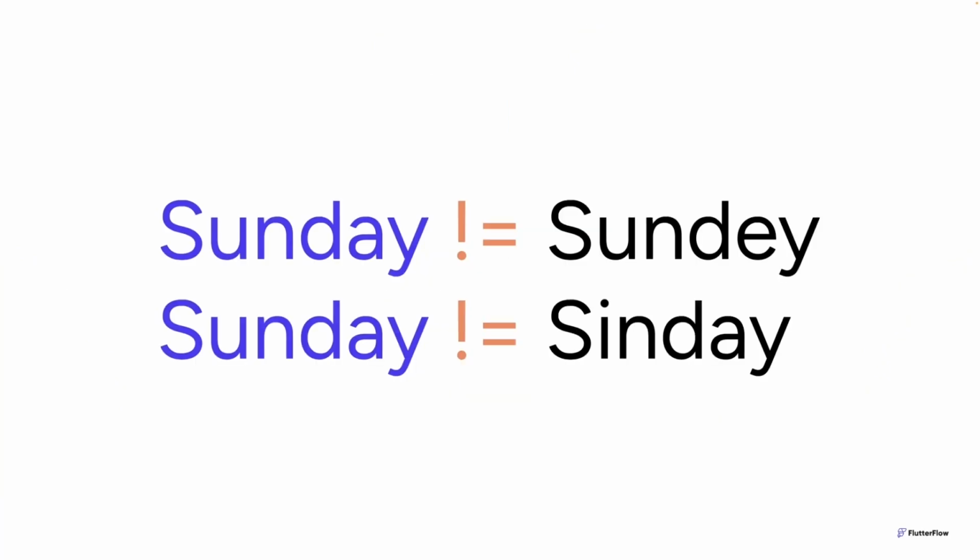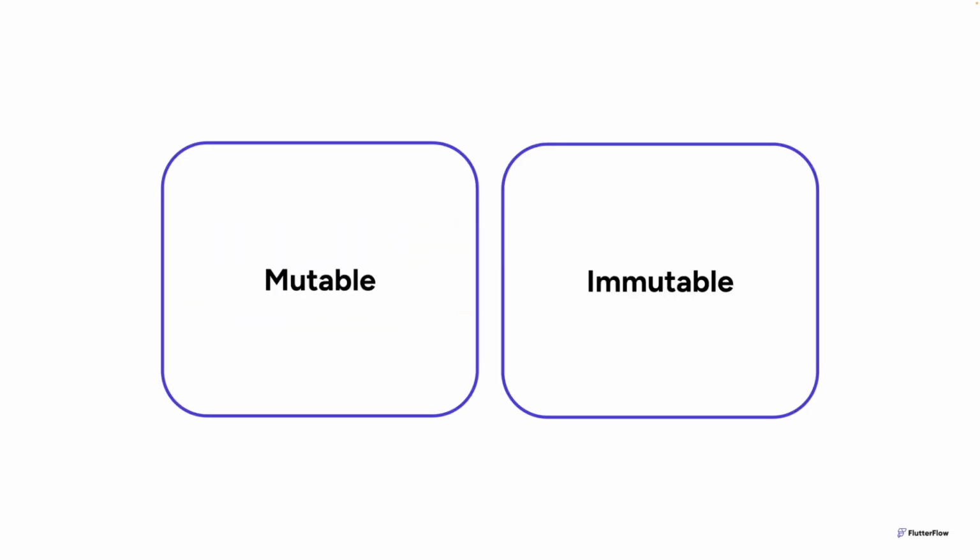Enums can also prevent invalid values from being assigned. For example, if you have an enum for days of the week, you cannot mistakenly assign a non-existent day. In contrast, with strings or numbers, you might accidentally use an invalid or misspelled value like, as you see on the screen, Sunday, Sunday. All right, now let's talk about another important concept, mutability.